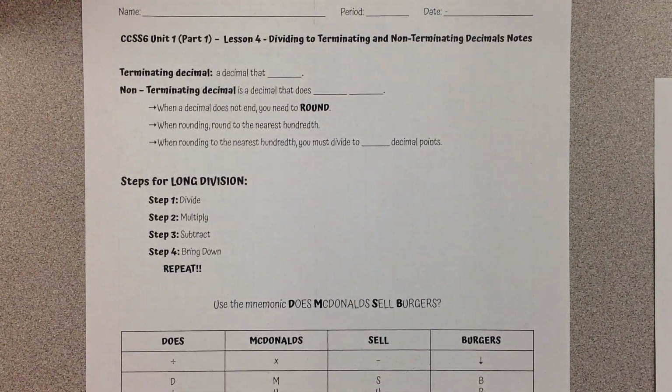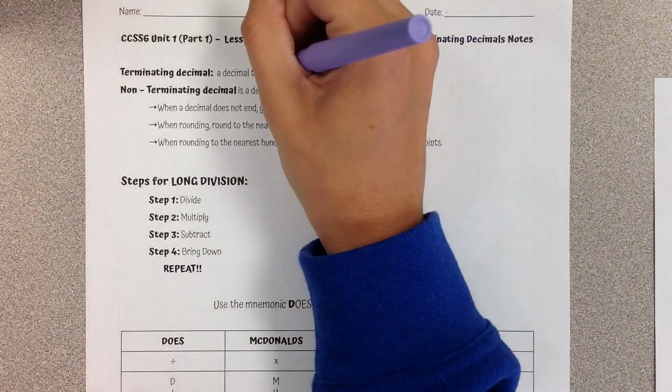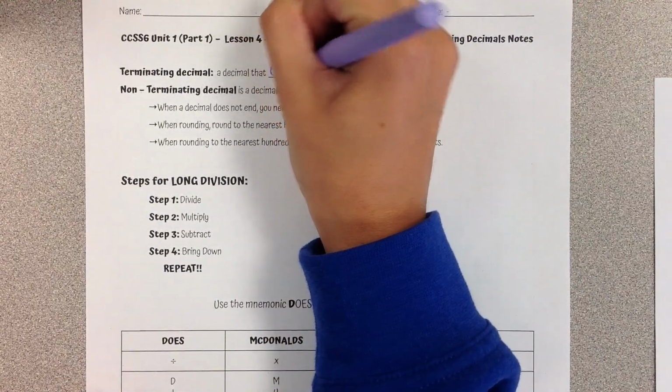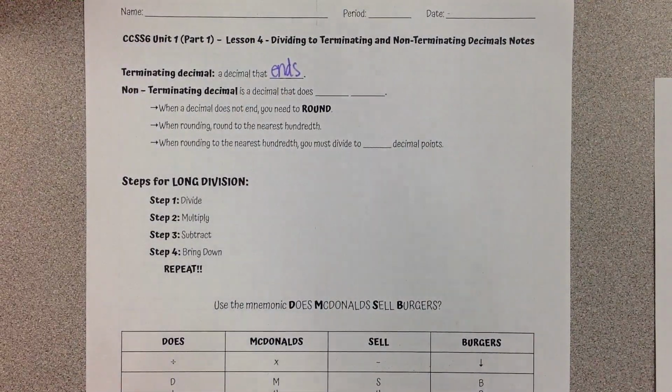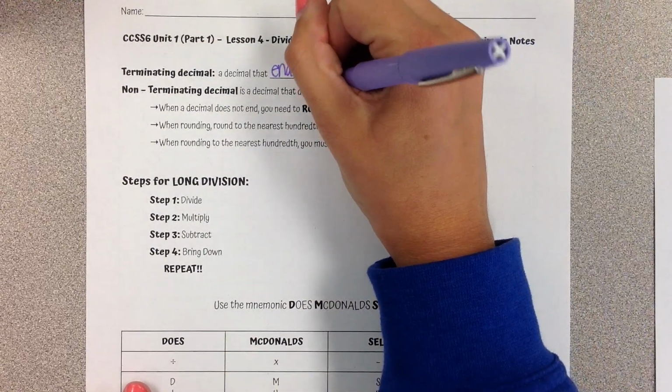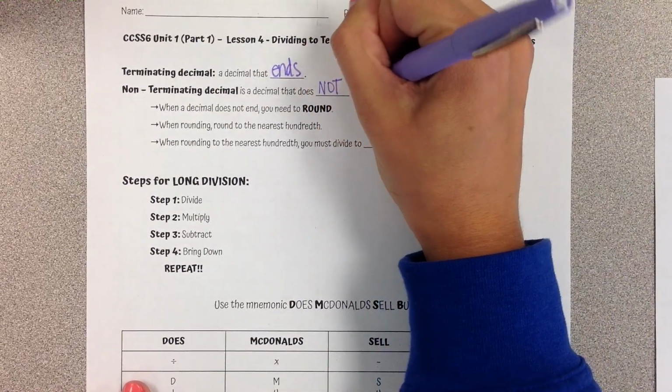Today we're going to talk about dividing to terminating and non-terminating decimals. So first off, we need to figure out what that means. If I think of the word terminate, I think of to end. Okay, so a terminating decimal is a decimal that ends. On the opposite end, a non-terminating decimal is a decimal that does not end.